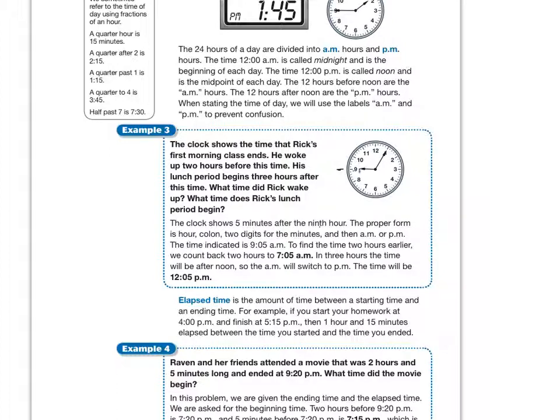So we just move this back 1, 2, and it would be on the 7. That's what they're talking about. It's pretty easy stuff. All right, erase my marks.